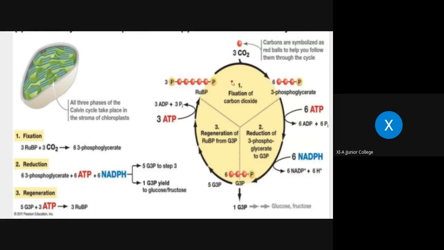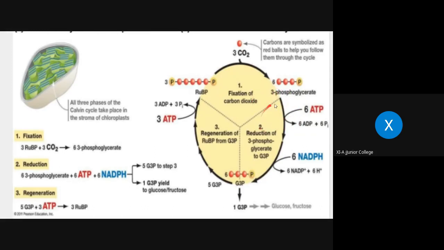Up to this, is it clear? Now what happens? This 3 carbon compound, 3-phosphoglycerate, gets converted into 1,3-PGA.